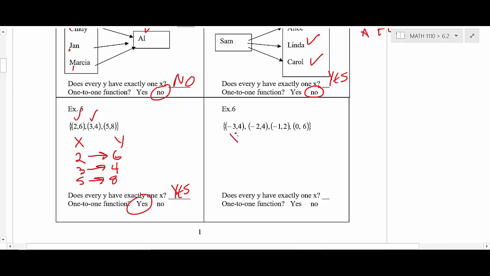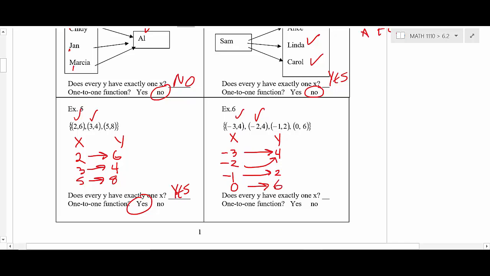Okay, next one, let's just kind of make a similar diagram. So this is -3 maps to 4. Then we have -2 goes to the same thing. Okay, then we have -1 goes to 2. And then we have 0 goes to 6 like that, okay?